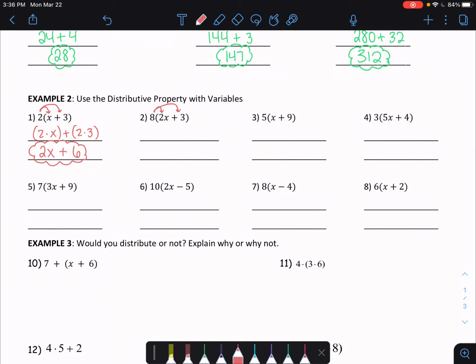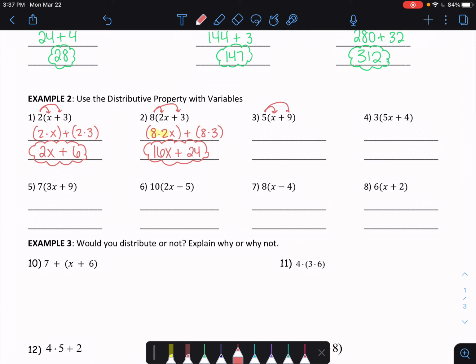So the next one, I have 8 times 2x and then 8 times 3. Now in this one, I can multiply these two numbers together. I'm just going to make sure I keep an x on the end of my term. So 8 times 2 is 16x, and then 8 times 3 is 24.